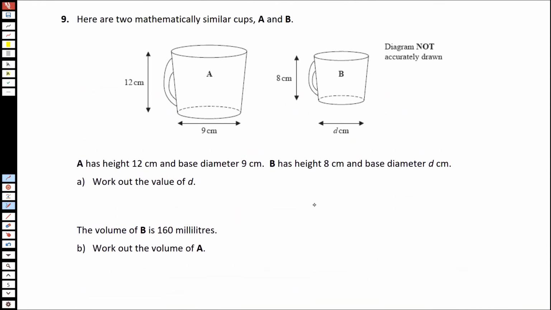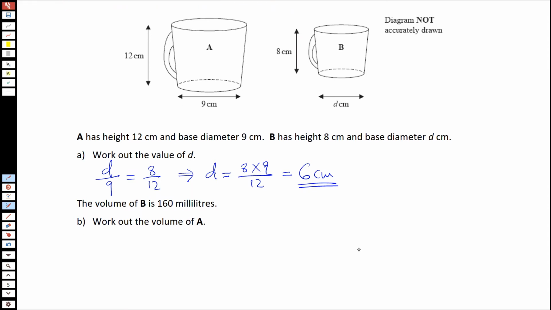Number 9. Here we have two mathematically similar cups, and we're given this length. We are required to find D. So another approach, if you're given lengths, is just to find the ratios of the corresponding lengths. So D over 9 should be equal to 8 over 12, which implies that D will be equal to 8 multiplied by 9 over 12. Then you just plug that in the calculator to get 6 centimeters.